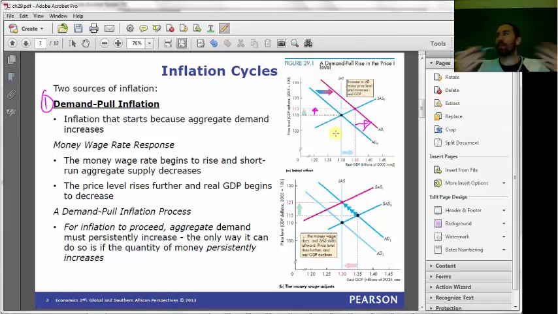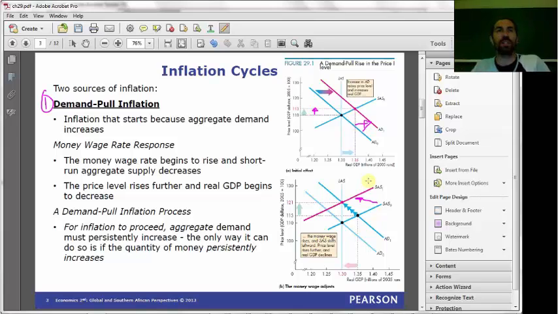Then people get unhappy with working for real wages that are lower. So what do they do? They start demanding higher money wages or higher nominal wages. Okay? So there's a money wage rate response. The money wage rate begins to rise, and the short run aggregate supply curve decreases. So we had an increase in aggregate demand, the response on the supply side is a shift to the left in aggregate supply. Why? Because there is a money wage response to the decrease in real wages.